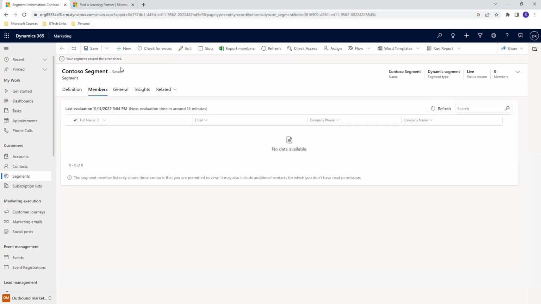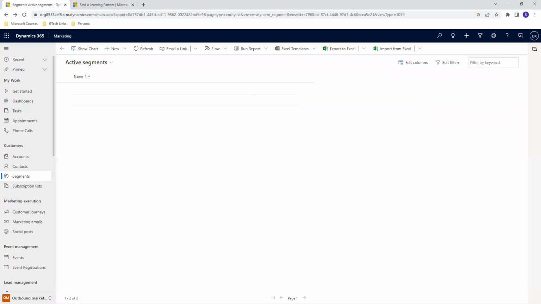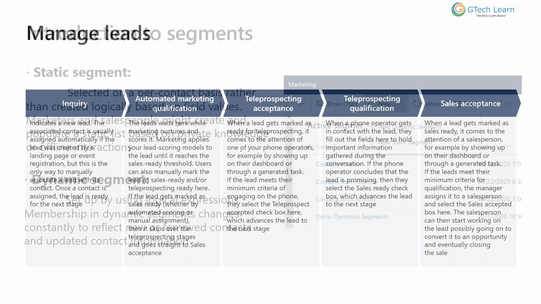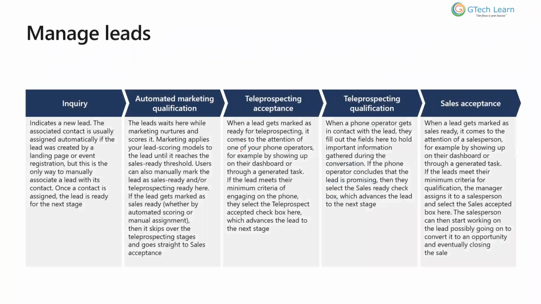Let me click on this save and close button. So this is how segments can be created. After the segments, we have the option to manage the leads. So what are the different ways we can create our leads? There are going to be several ways.